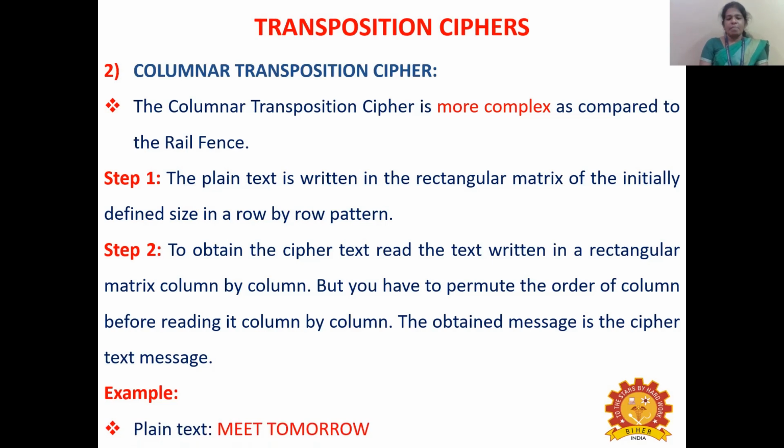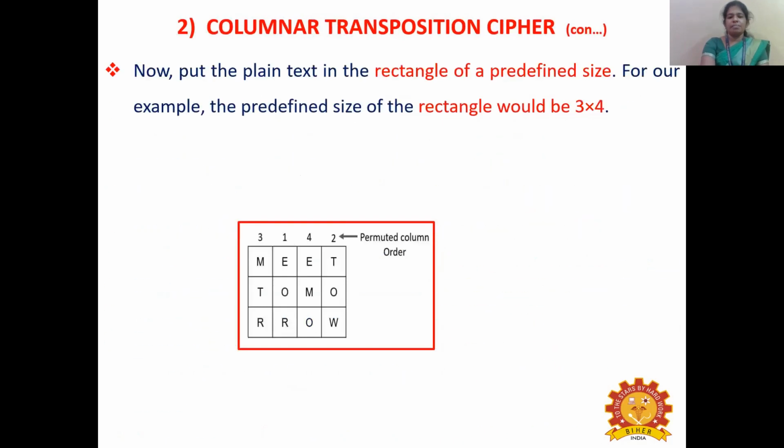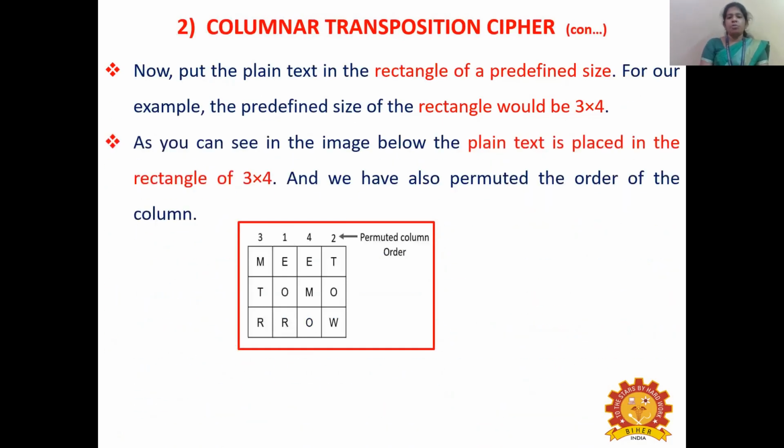So we'll see one example. Plain text: meet tomorrow. This is your example. Now put the plain text in a rectangle of a predefined size. For example, the predefined size of the rectangle would be 3 into 4. So 3 into 4 means 3 rows, 4 columns. So this is your rectangular matrix size. According to this predefined size, we are going to fill the plain text. As you can see in the image below, the plain text is placed in the rectangle of 3 into 4.